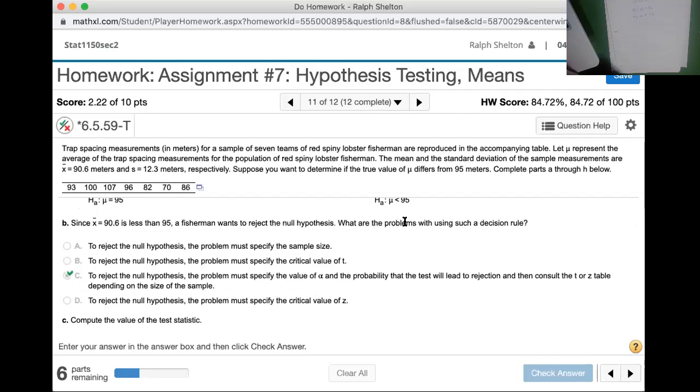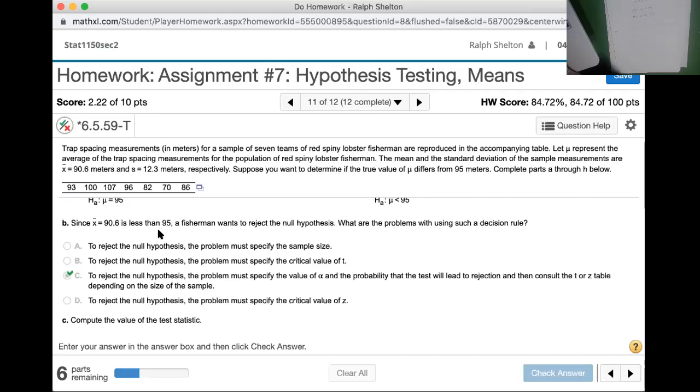He says, what are the problems with using such a decision rule? So he's just using his general intuition, right? This is what he's testing. He got a sample. It's smaller. He says, okay, so what I'm testing isn't true. It is less than that.